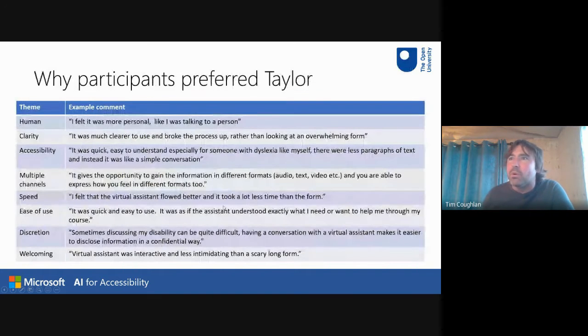So this was just some more examples of the feedback. People liked the fact that there were audio and text options, and we even used video, as you might have seen. Less intimidating, things like that. So I think there are emotional reasons why people like this and don't like doing forms. I think a lot of people just have an aversion to forms. But there are also some practical benefits potentially here too.